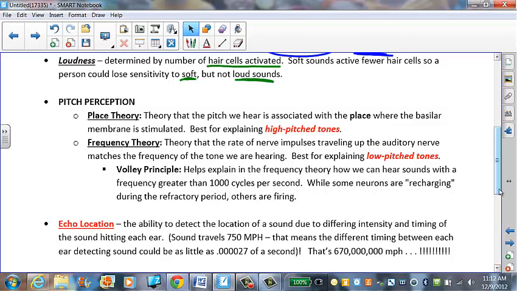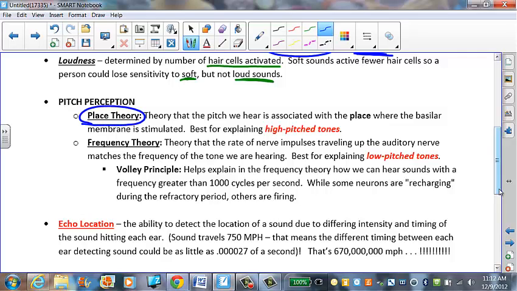Now, pitch perception, and we've spoken about this really. There's a couple different theories, just like there's a couple different theories for color vision. Place theory says we hear pitch as associated to the place on the basilar membrane where those hairs are stimulated, and we spoke about that. That best explains high-pitched tones. And frequency theory deals with the wavelength frequency, the rate of nerve impulses as those hair cells bend and travel up the auditory nerve at the same frequency, which matches the frequency of the tone we're hearing. And this is best for describing low-pitched tones.